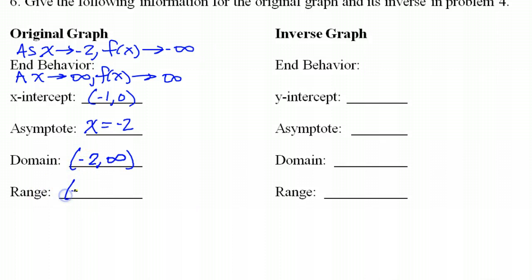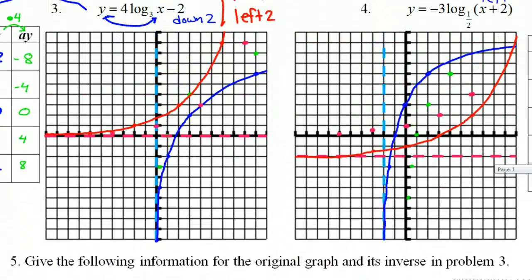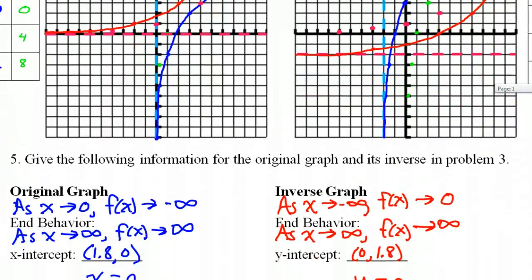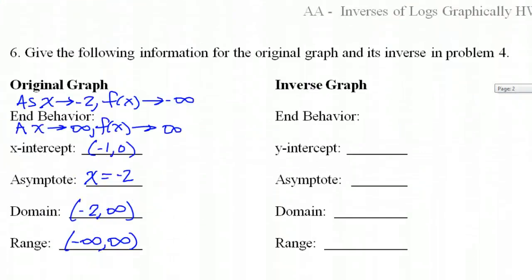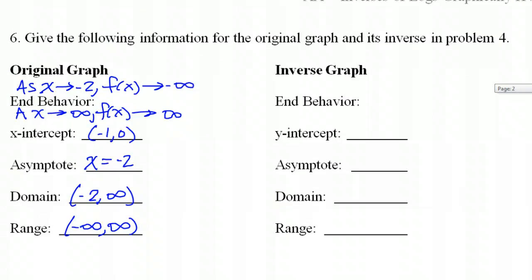The range, on the other hand, is -infinity to positive infinity. The range is always bottom to top. So from bottom to top, it goes from -infinity to positive infinity. Okay. So that's it for the original graph.